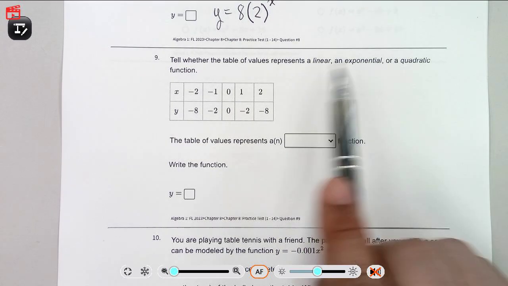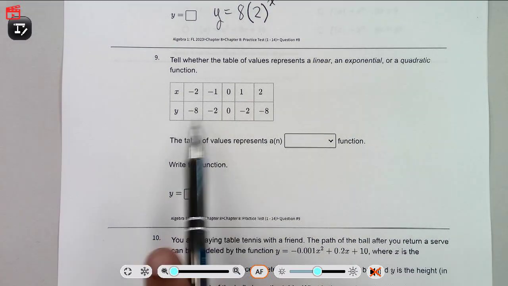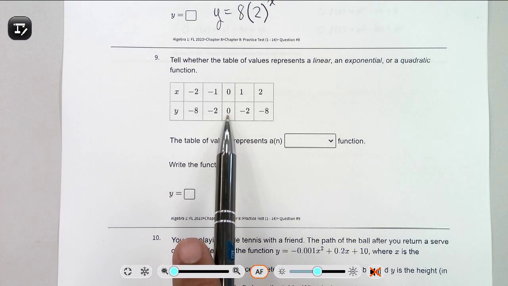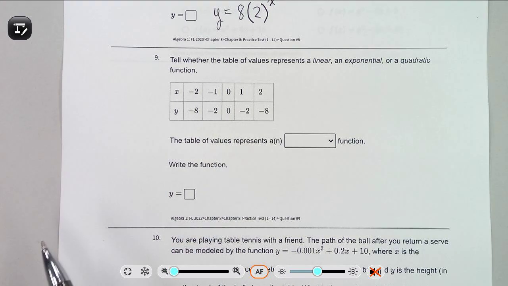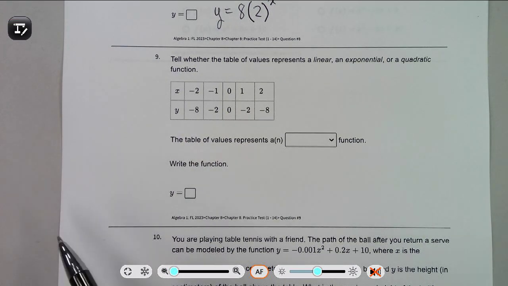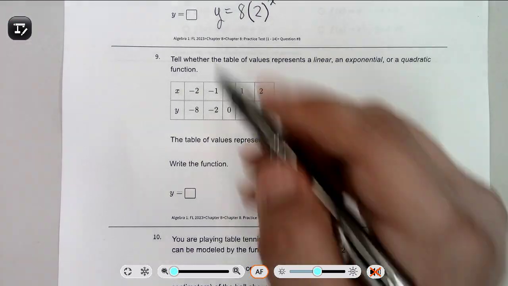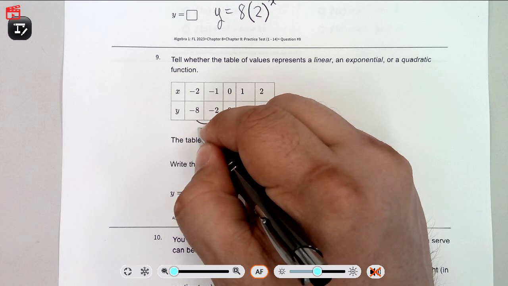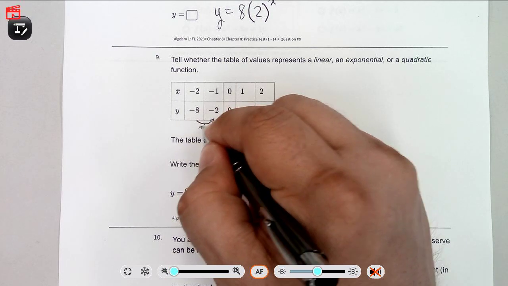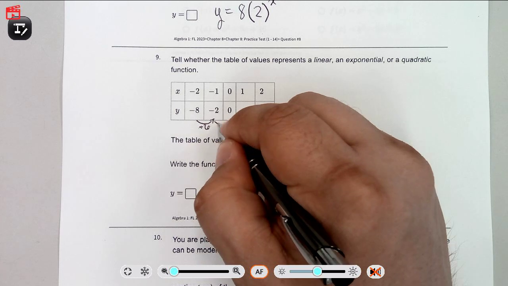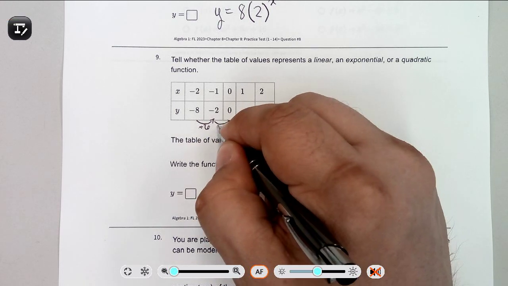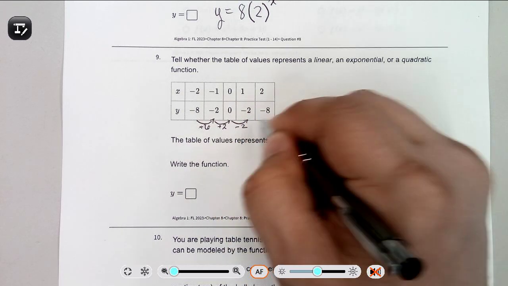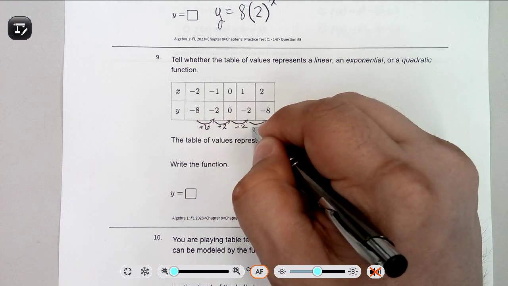Same style question, linear, exponential, quadratic. Now at a glance, I'm assuming this is a quadratic that has a vertex at (0, 0), but I'm going to confirm by looking for a second difference. From 8 to -2, we're increasing by 6. From -2 to 0, we're increasing by 2. From 0 to -2, we're subtracting 2. And from -2 to -8, we're minusing 6.